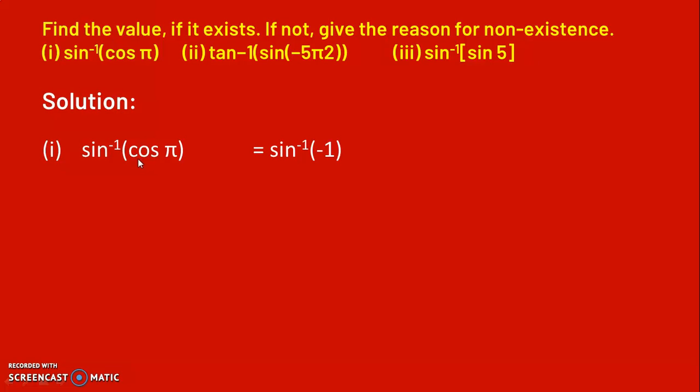Okay. So to convert that, we have to find the value of this cos pi first. What is the value of cos pi? That is minus 1. This is from your trigonometry table. First refer to the trigonometry table and then find out the value of cos pi. So your cos pi is minus 1, therefore sine inverse of minus 1 here.